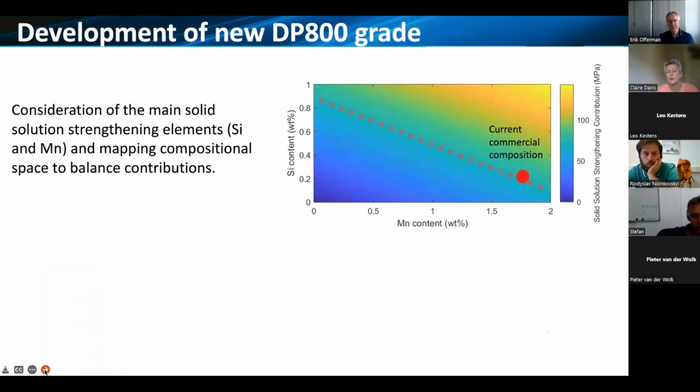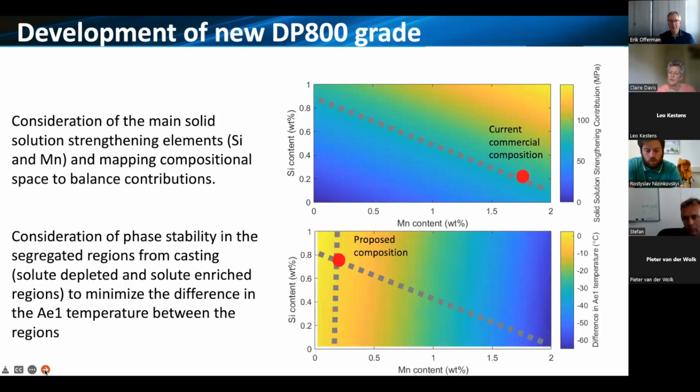So we mapped the most significant solid solution strengthening elements. So not everything, but just taking this as a nice simple 2D example, where manganese is the dominant solid solution strengthening element in our current composition. We were looking at silicon as being a good solid solution strengthening alternative at low cost. And so we can map on a heat map and look to see where we would need to be to have similar solid solution strengthening.